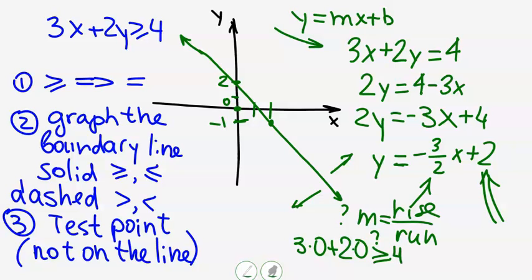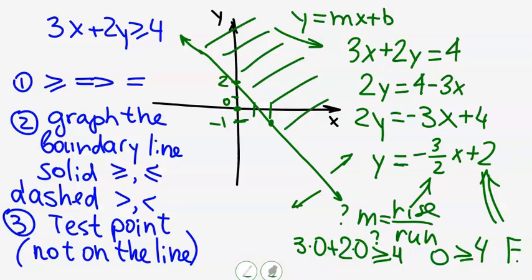So what do we have? We have 0 greater or equal to 4, and this is false. So this is false. That means, how do we go with our shading? Do we cover 0 or do we go away from 0? We go away from 0, so it would be this way. So that's how we do it. So this will be our solution for this particular inequality.